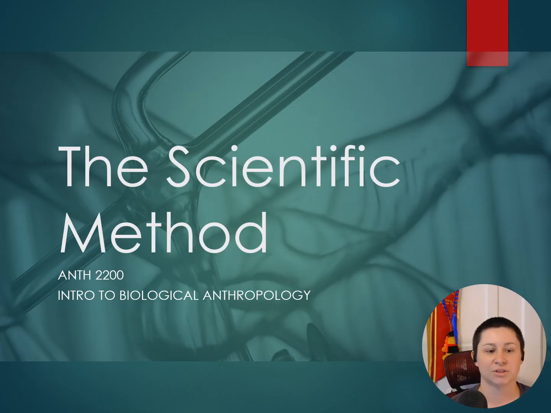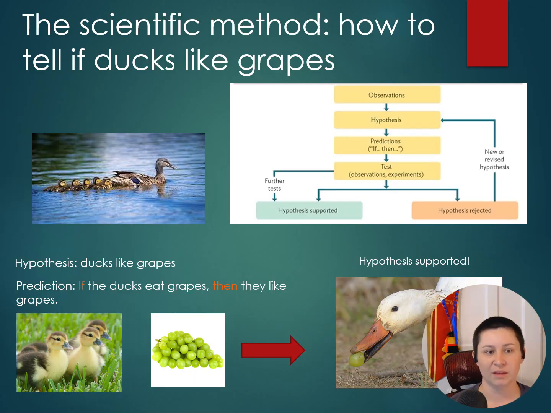All right, so now we're going to talk about the scientific method. This should be a review from what you've already learned in previous classes or in high school, so we're going to kind of breeze through this pretty quickly. Another professor used this example, and I thought it was cute because I really like ducks. So the scientific method: how to tell if ducks like grapes.